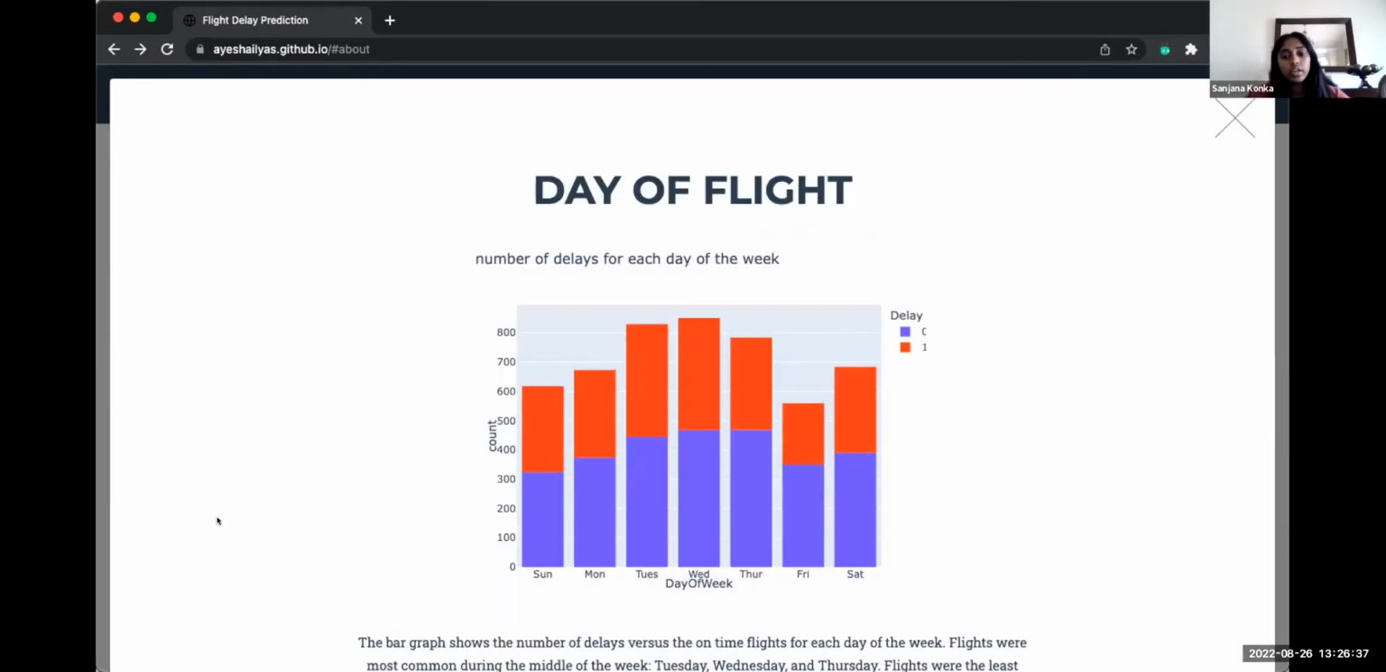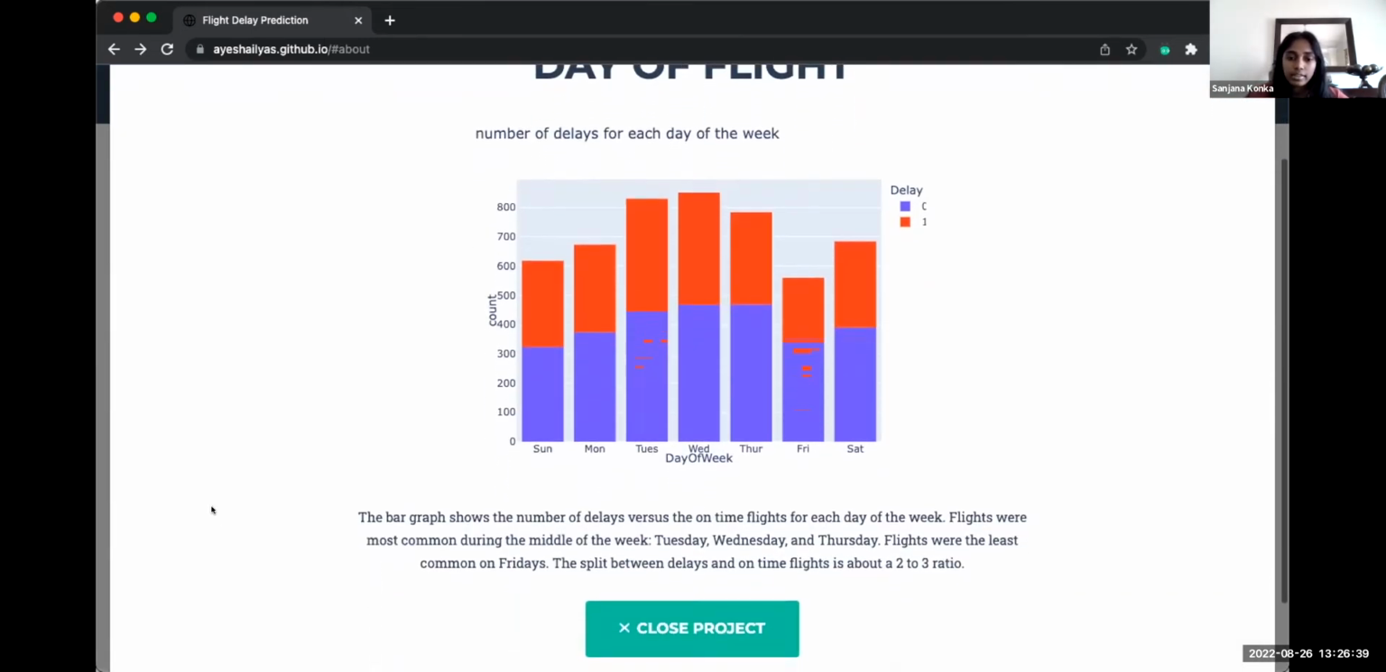And then if we look at day of flight, we can see that it's the same concept where the red represents the delayed flights and the blue represents the on-time flights. And you can see that the middle of the week was the busiest times for all flights. So Tuesday, Wednesday, and Thursday, specifically Wednesday the most, and Friday had the least amount of flights.